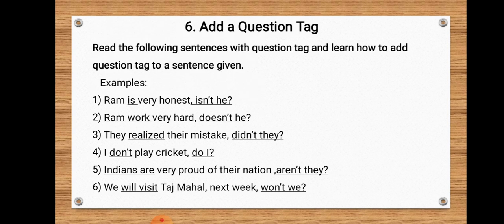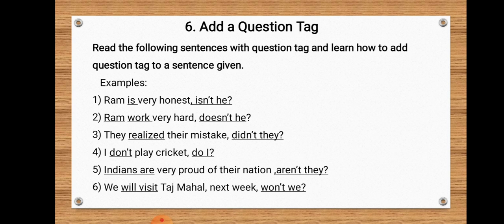Add a question tag. This is very simple, we only need to practice. We have to add a question tag at the end of the sentence, giving a comma after the sentence. It is related to the helping verb. If the sentence is negative, then the tag will be positive, affirmative. If the sentence is positive or affirmative, then we use a negative tag.